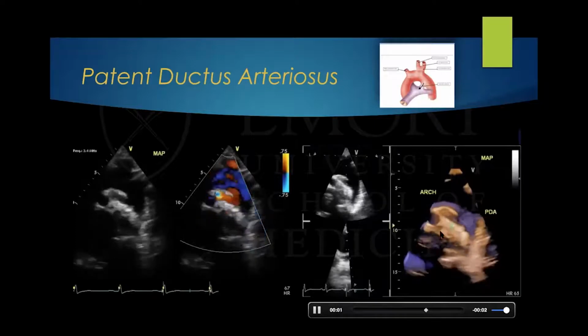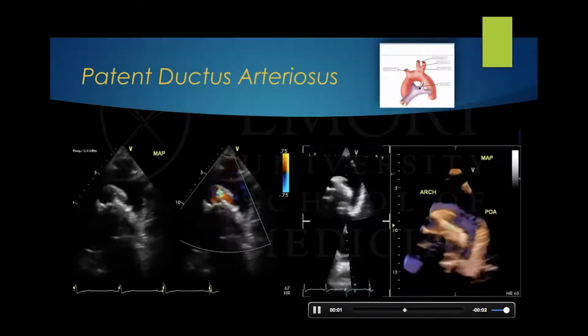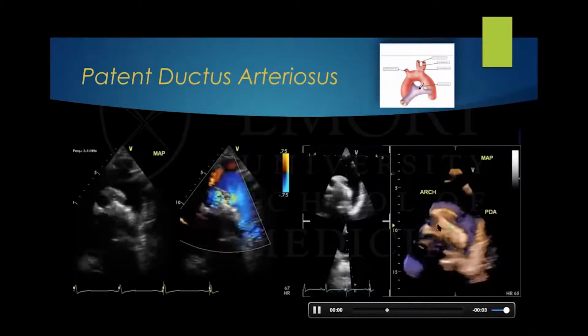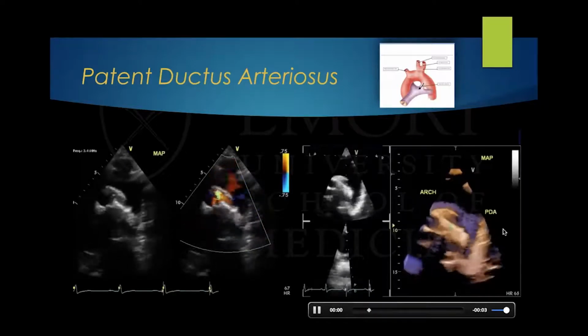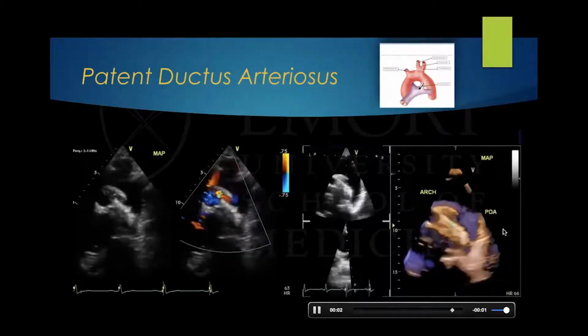And when the ductus is present in adults, sometimes it's really hard to close percutaneously if it's a large one like this. So the way of closing this will be surgical.